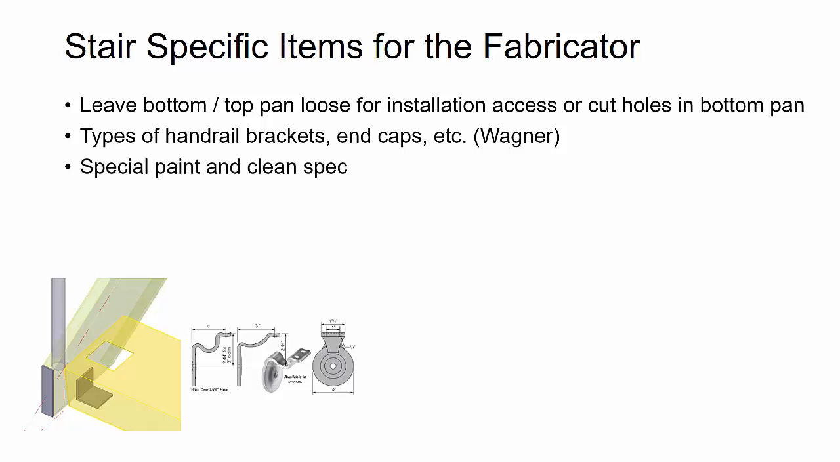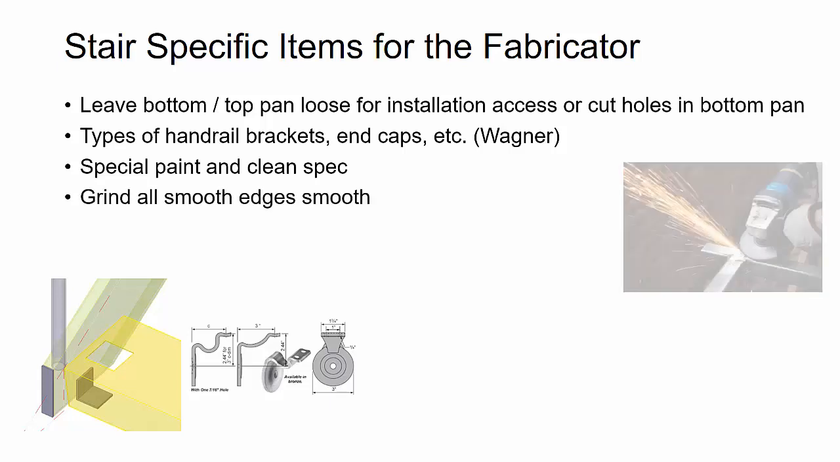Then verify always with the fabricator any special paint and clean spec, and make sure that you double check between the design drawings and the specifications. Oftentimes there's a lot of standard information and language in the specs that may be conflicting with what's shown on the design, so you totally want to make sure that you verify this with the fabricator and that both of you are interpreting things the same way.